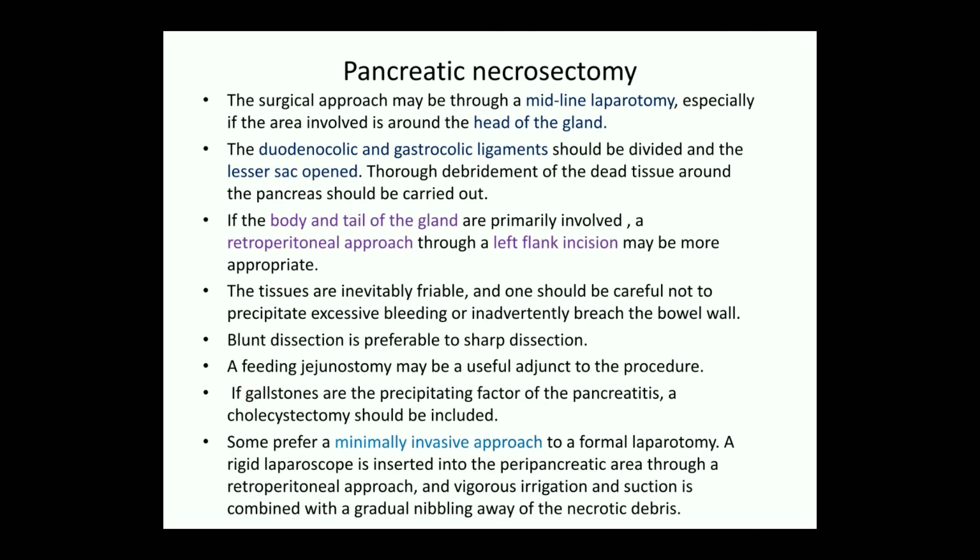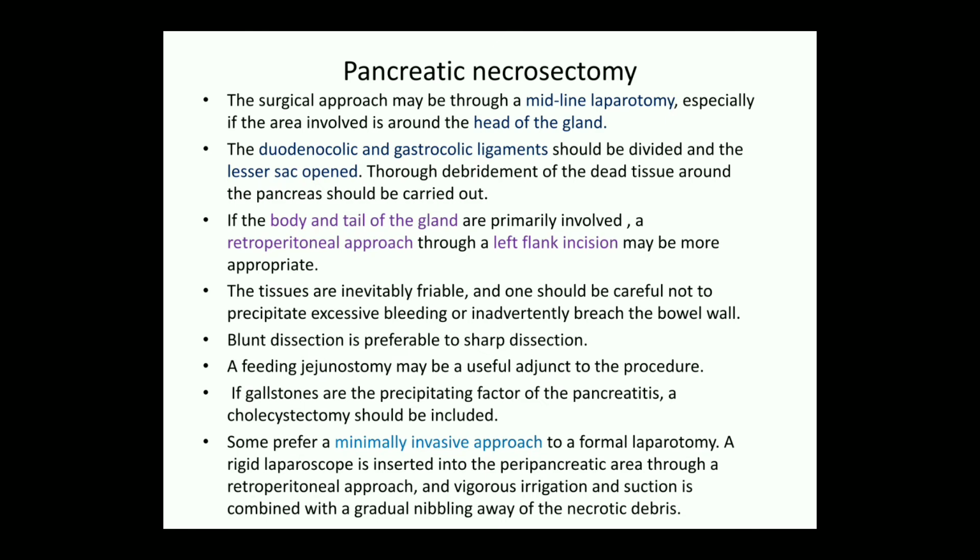The tissues are inevitably friable, and one should be careful not to precipitate excessive bleeding or inadvertently breach the bowel wall. Blunt dissection is preferable to sharp dissection. A feeding jejunostomy may be a useful adjunct to the procedure. If gallstones are the precipitating factor of the pancreatitis, a cholecystectomy should be included.